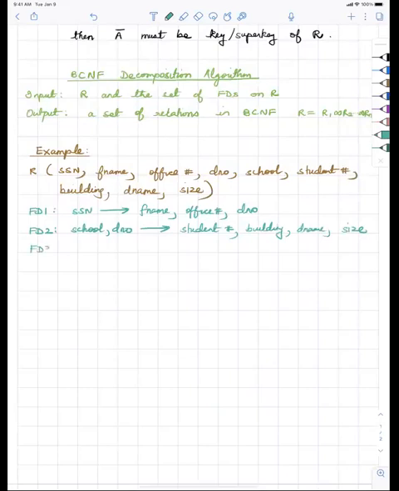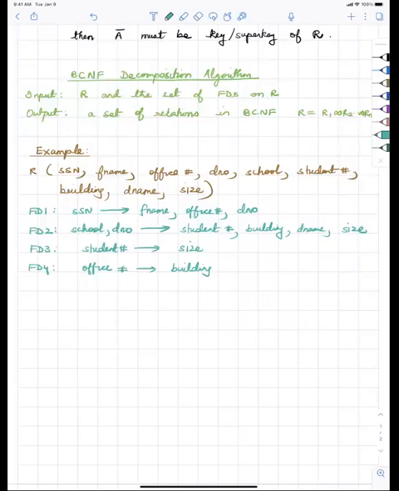Then FD3, the number of students will determine the size of the school. So student number determines size. And then we have FD4, which is office number determines the building. Okay, so we have these four functional dependencies. So the question is, is R in Boyce-Codd normal form? So first we have to determine if R is in Boyce-Codd normal form.